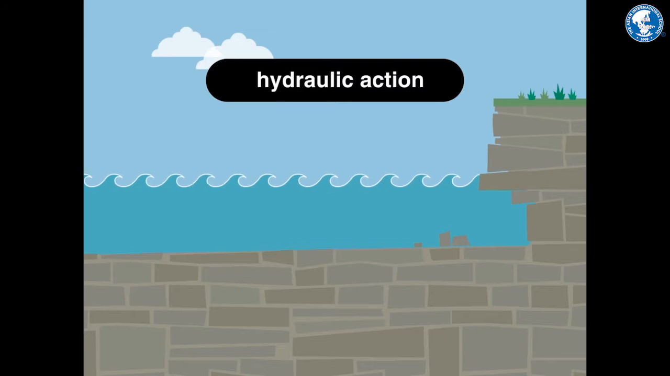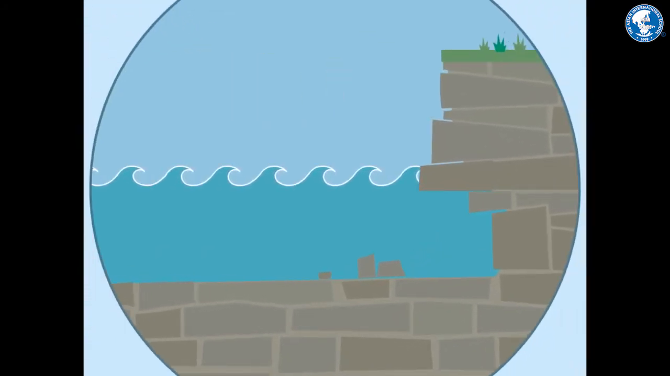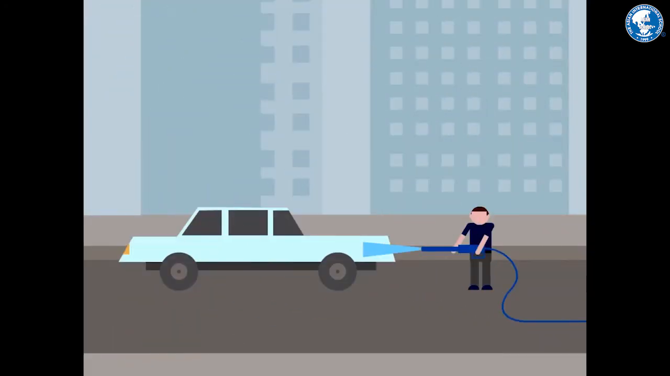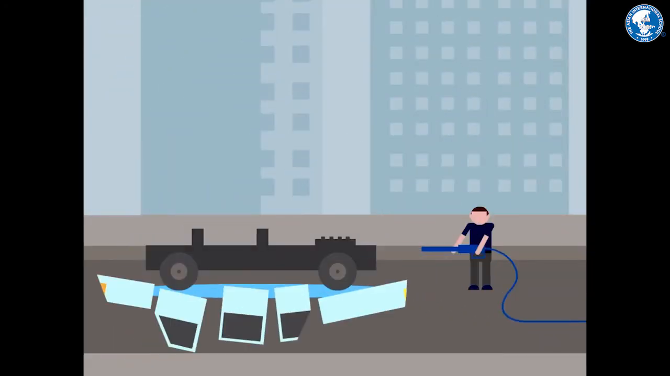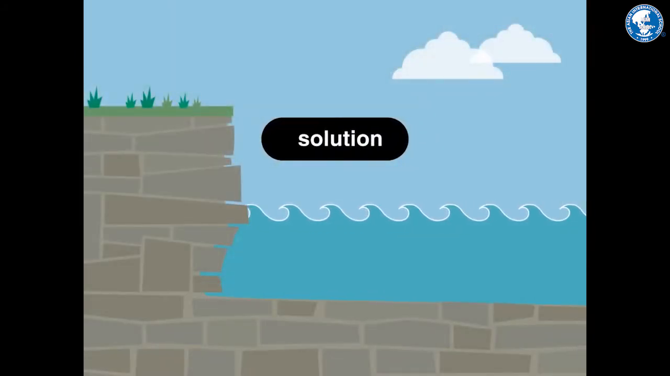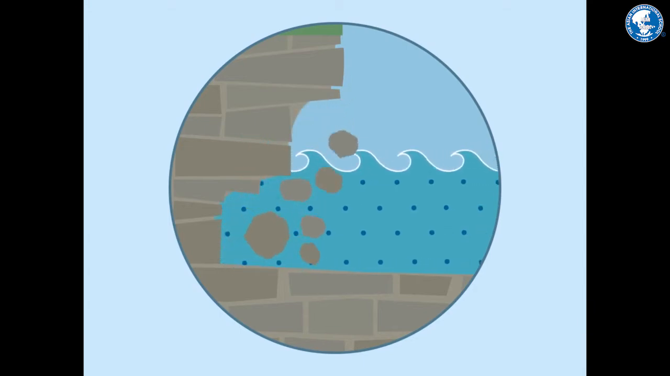Hydraulic action happens when waves crash against the coast with huge amounts of energy. This forces air and water into cracks in the rocks, weakening them and eventually breaking them up. It's a bit like using a power hose to wash dirt from a car. Solution is another type of erosion. It happens when certain chemicals in the rock are dissolved by weak acids in the seawater.